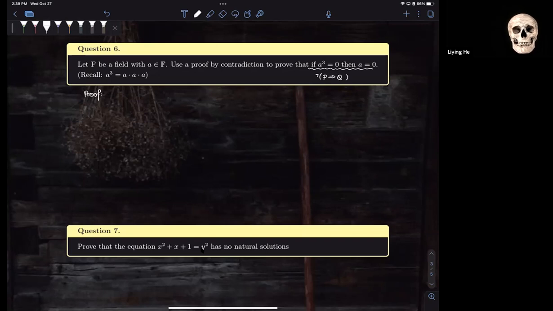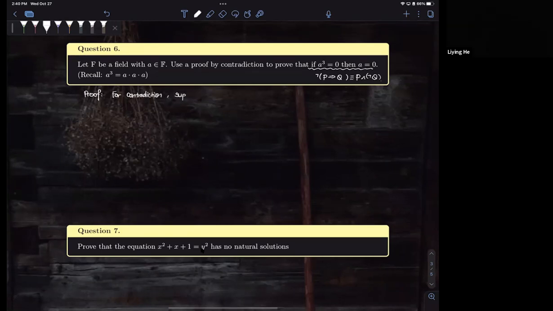What I'm saying is a contradiction. Yep. P and not Q. Okay, P and not Q. So this is what I need to assume. So for contradiction, let's suppose P, which is: suppose A cubed equals 0, and A is not 0. Okay, so that's what you have.